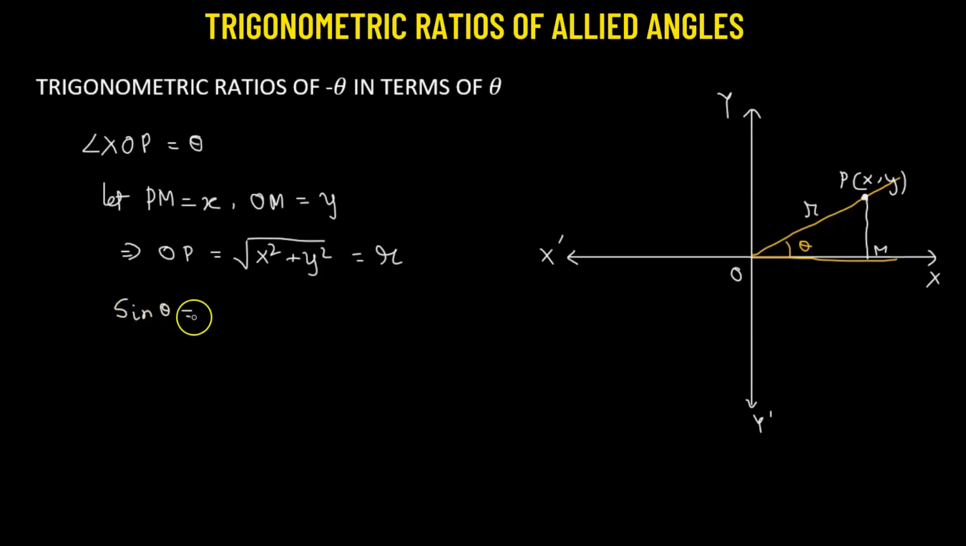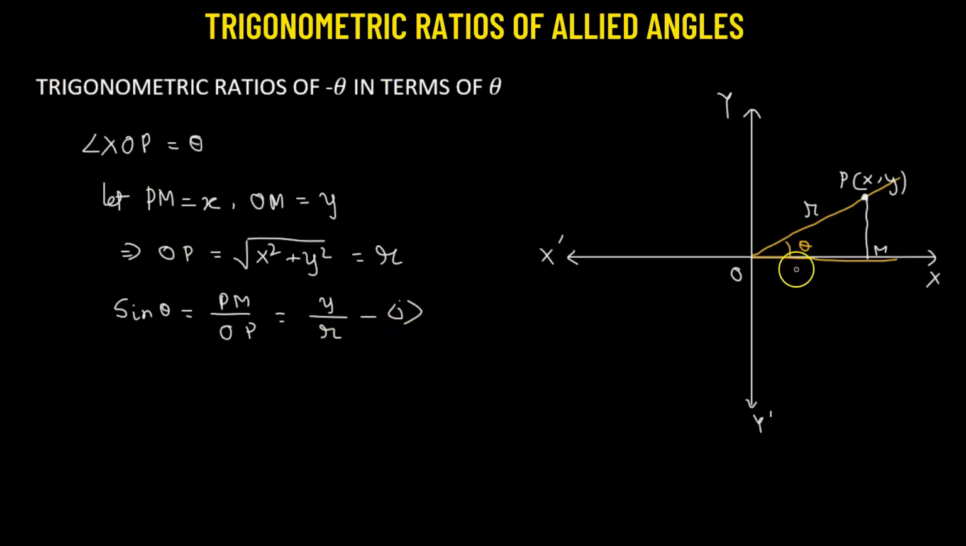So because we know that sine theta is the ratio of the perpendicular PM to the hypotenuse OP, which will be equal to PM, that's the y value, divided by r. So let's call it equation number 1.